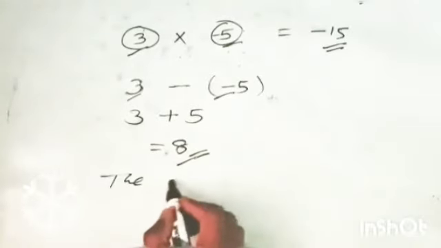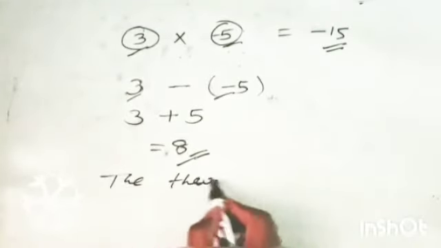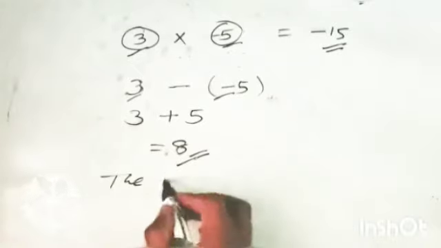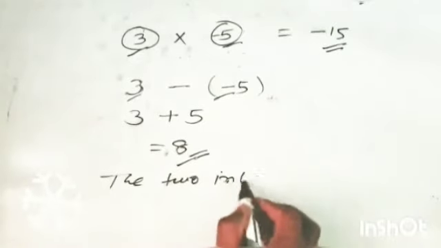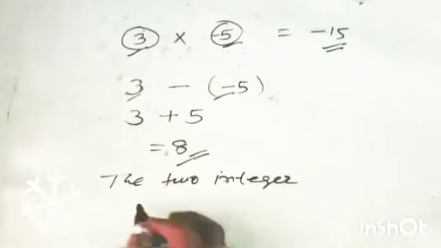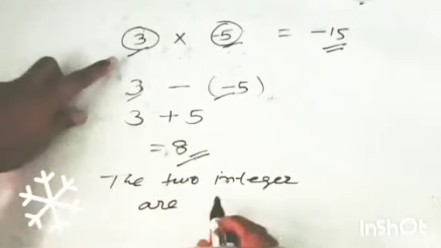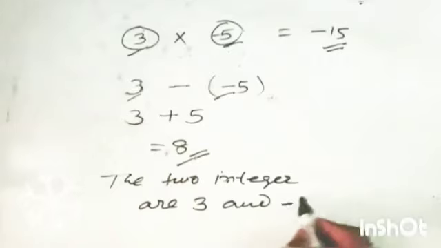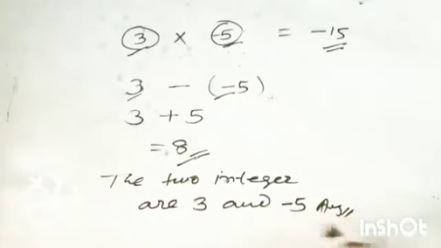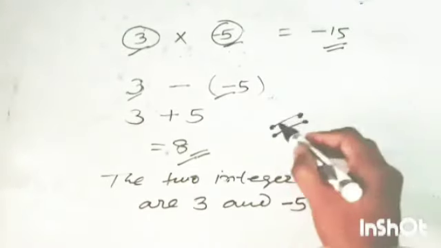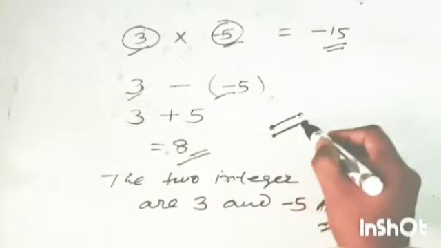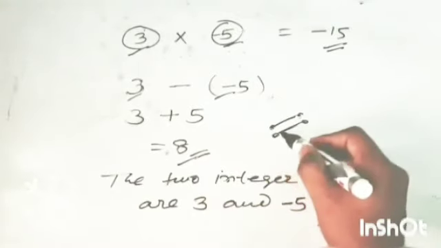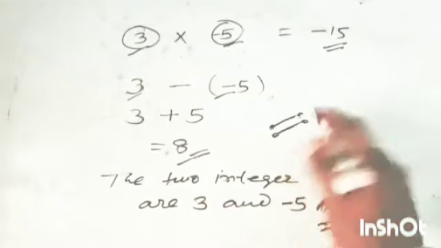So the two integers will be, then your final answer should go like this. The two integers are, first integer is 3, so we'll write 3, and another one is minus 5. This is your answer. We come to the end of this video, children, and you all are supposed to do all the questions we have discussed from this exercise in your notebook.